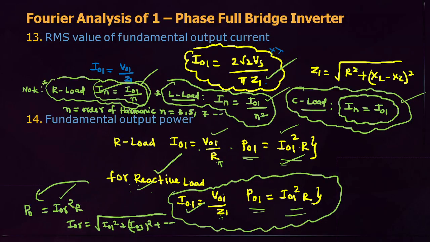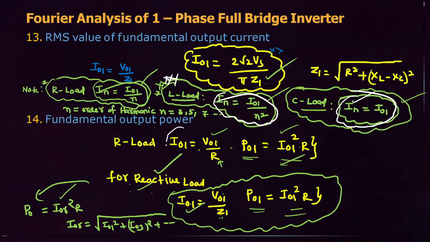For inductive load, an important observation: nth order harmonic current equals fundamental current by n square. For capacitive load, nth order harmonic current equals fundamental current. It is independent of harmonic. Very important. All this explanation is for which inverter? Voltage source inverter. For capacitive loads in a voltage source inverter, nth order harmonic current is independent of the order of harmonic.